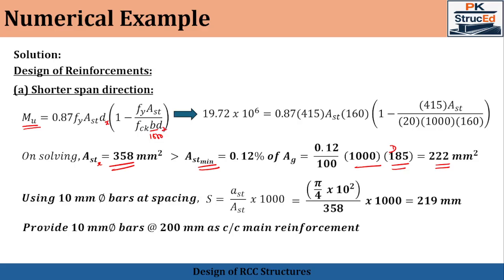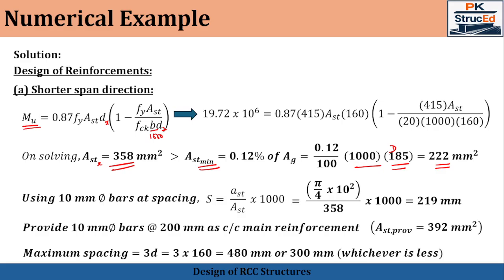Now providing 10 mm diameter bars at 200 mm centers as main reinforcement, the Ast provided will be 392 mm square. And this spacing should satisfy the condition of 3 times the effective depth. Here 3 into 160, where 160 is the effective depth, comes as 480 mm, and in no case should that value exceed 300 mm. So this spacing has been satisfying this condition. So hence it is safe under cracking condition also.